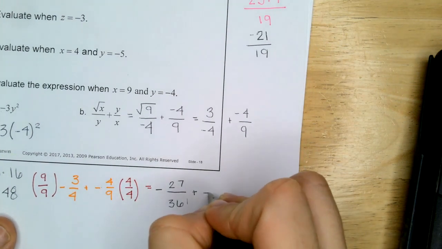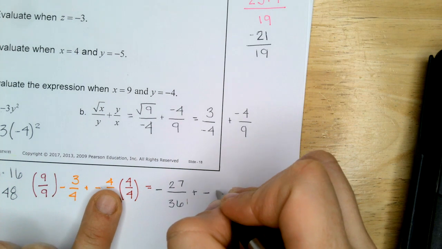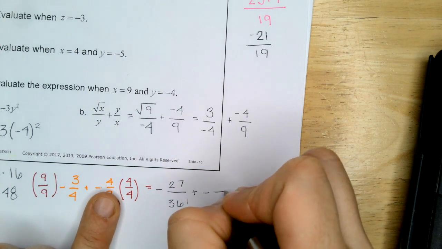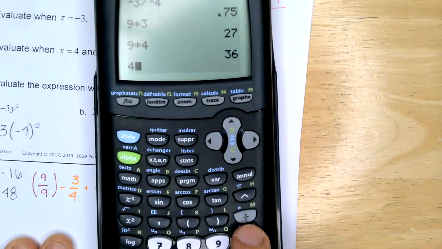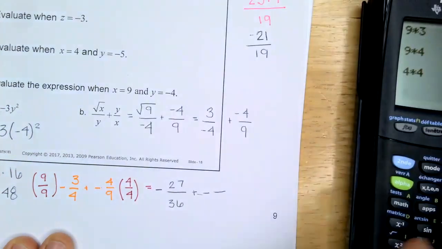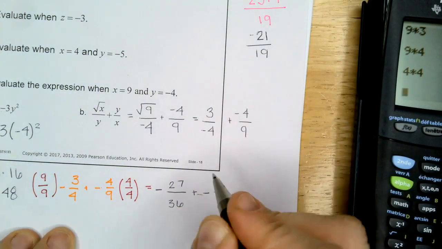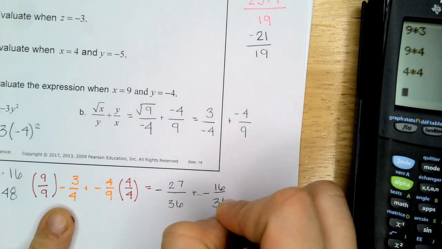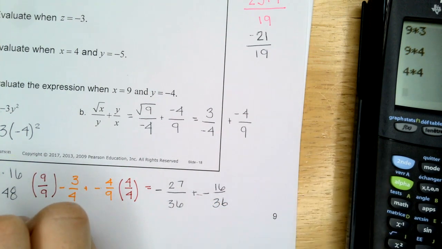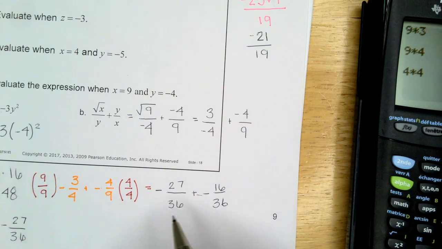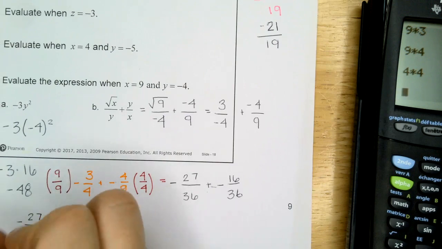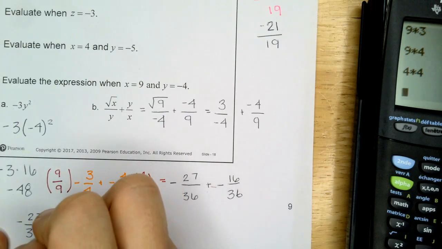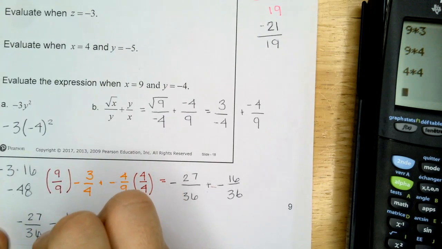Negative times a positive is still a negative. 4 times 4 we know is 16. 9 times 4, because we just did it over here, is 36. So this is what we wanted. Now we have negative 27 over 36 plus a negative is the same as minus 16 over 36.